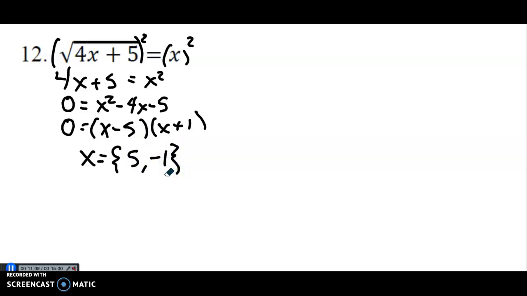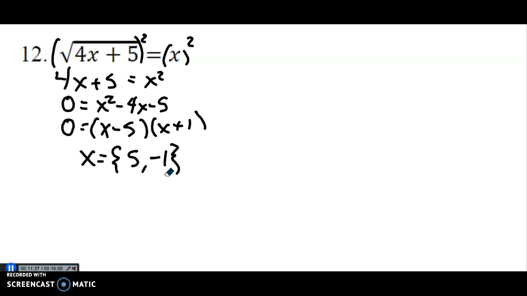But what I now have to do is check and make sure that that works. So I'm going to try 5 first. 4 times 5 is 20. 20 plus 5 is 25. The square root of 25 is 5. X does equal 5. That one works.